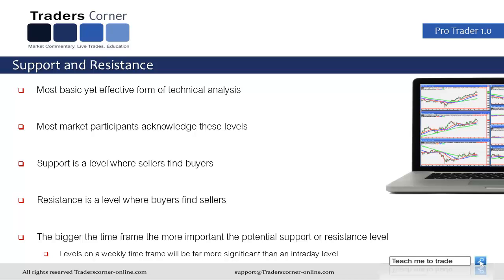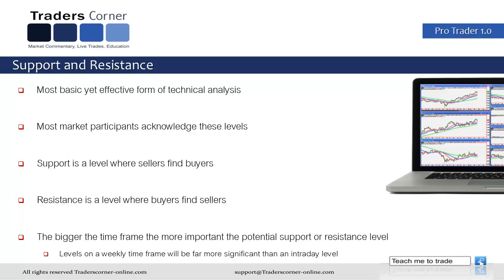So what's support and resistance? Well, support is a level where the sellers find buyers. Let's imagine that the market has been moving down for a period of time. The support level is a level where the sellers will find buying pressure. The market's been going down, down, down, and then suddenly the market can go no further, and it either bounces or hangs around a level and consolidates. That then forms a support level.